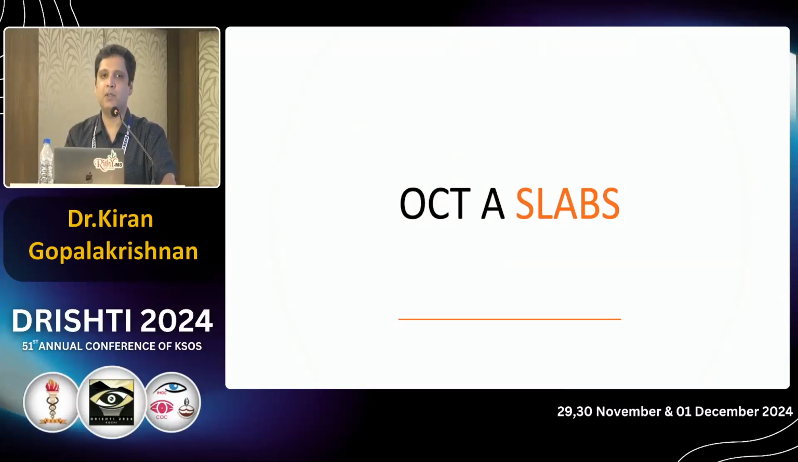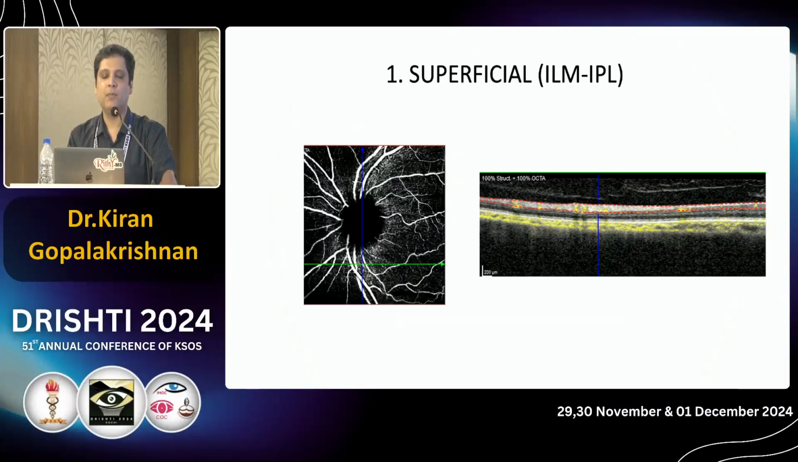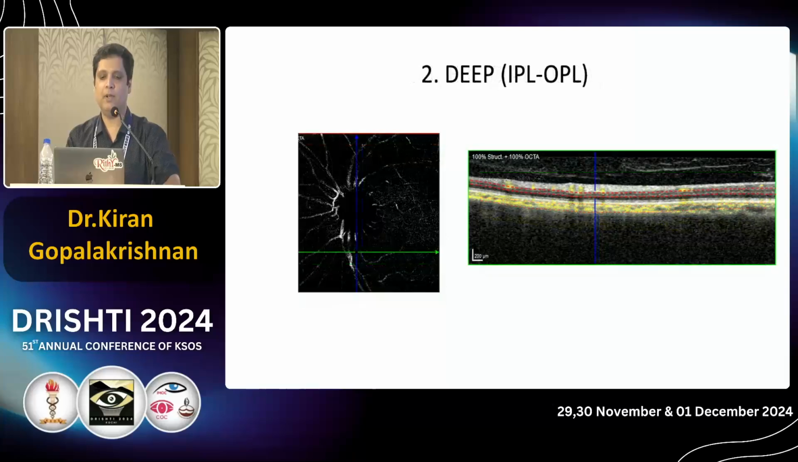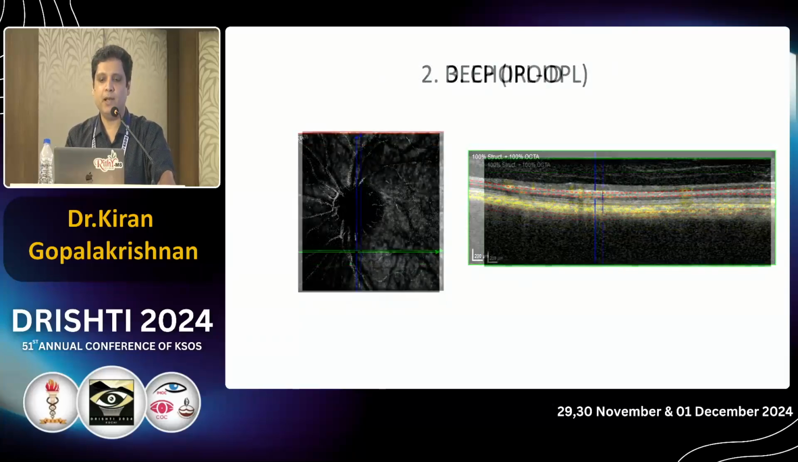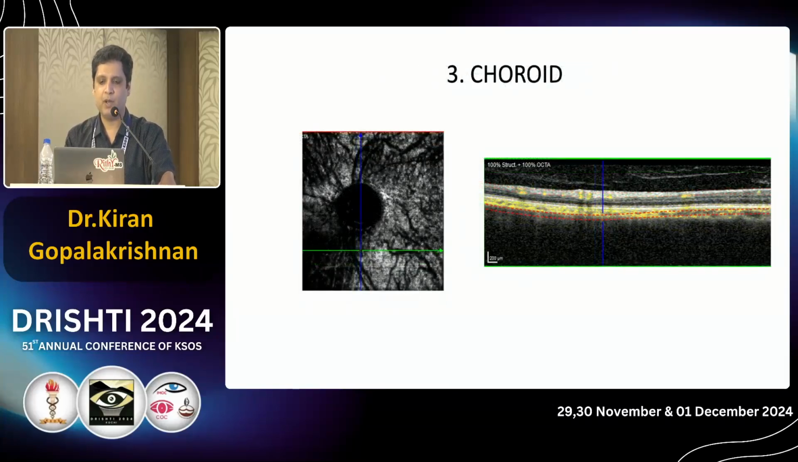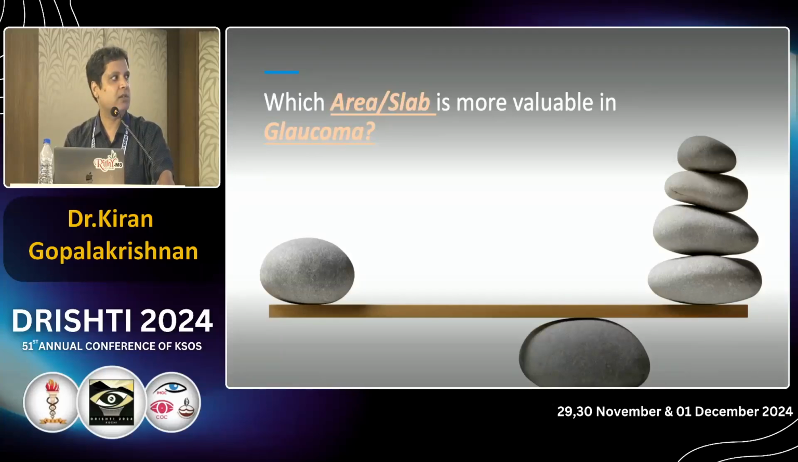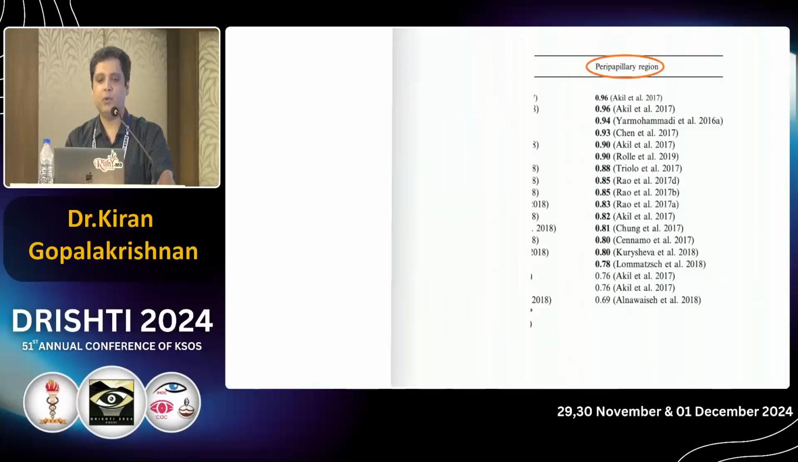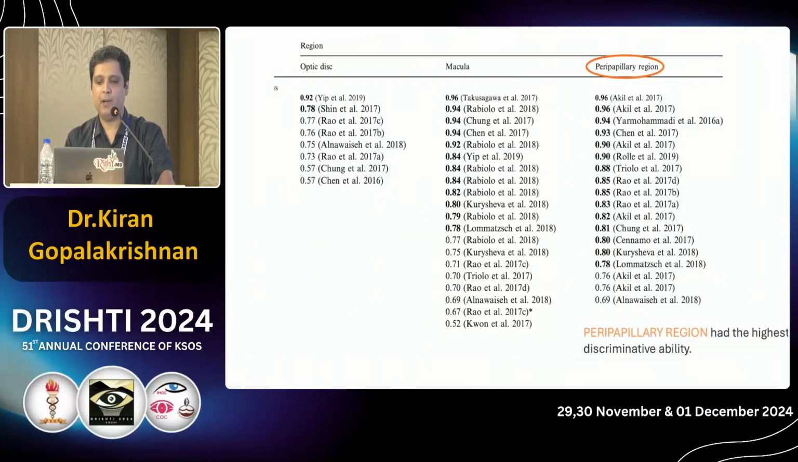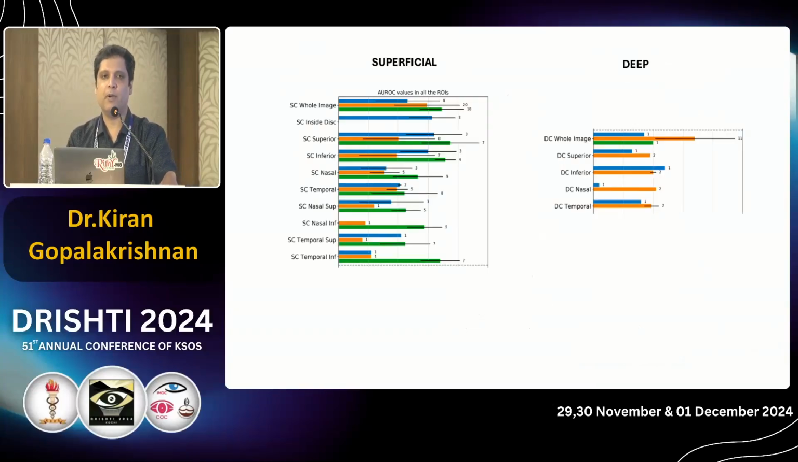And the three slabs which we generally use for glaucoma: the superficial slab, which looks at the ILM to IPL where all the major changes in glaucoma happen, the deep layer up to the OPL, and finally the choroid slab. So which area or slab is more valuable in glaucoma? This is a systematic review, and you find that the peripapillary region had the highest discriminative abilities. That's the area that is more helpful in glaucoma compared to the other two.